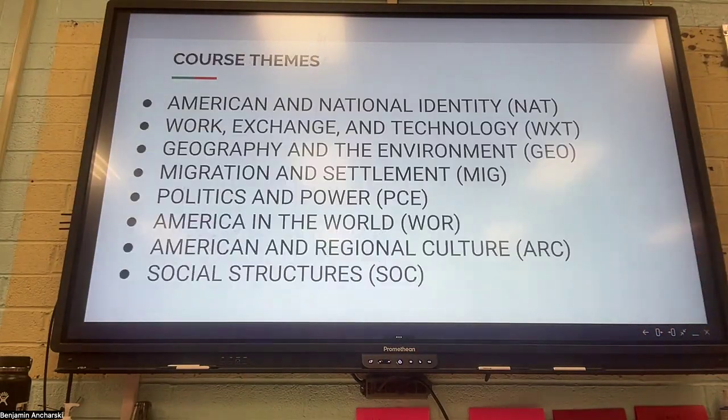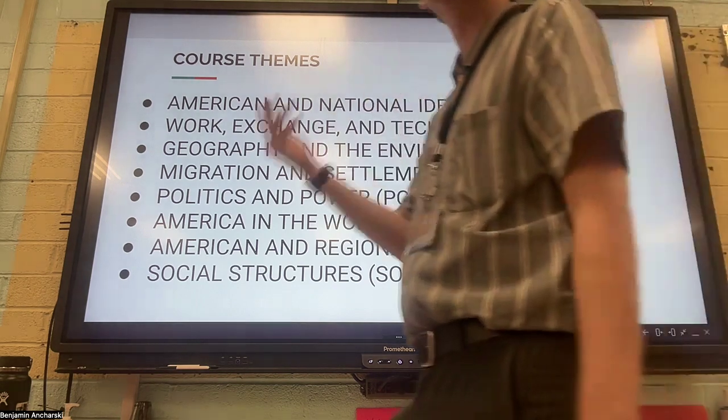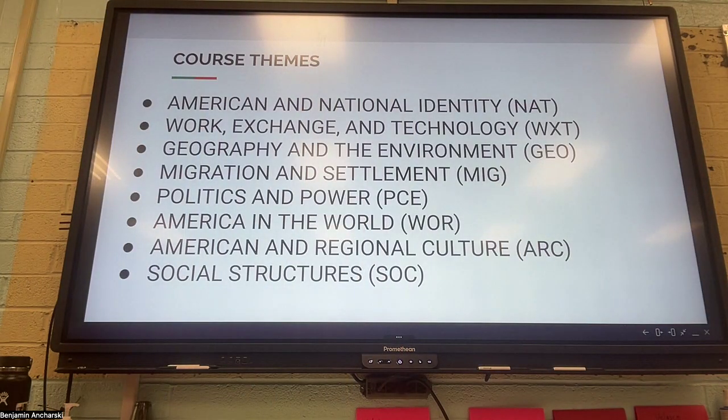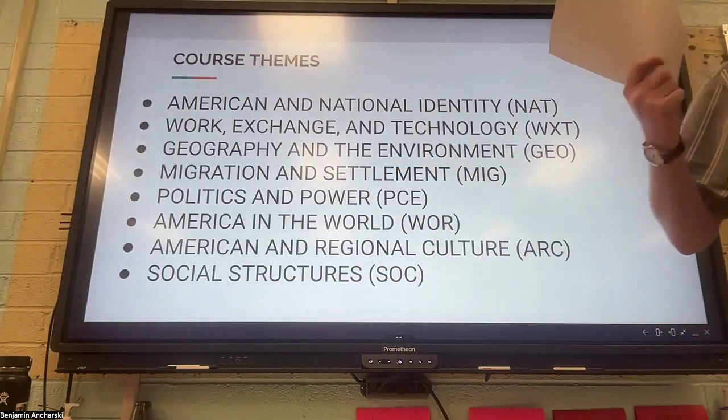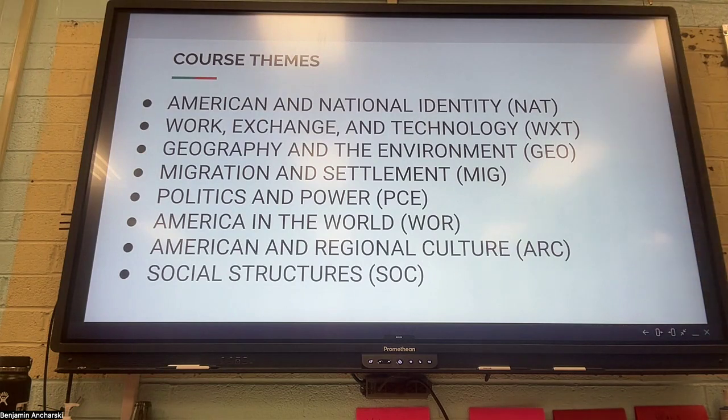Now, the way that this review session is going to work is that we are going to go through the different course themes of the AP College Board curriculum. The AP divides up the content of this class into these 1, 2, 3, 4, 5, 6, 7, 8 different themes. And they talk about things like America and national identity, work exchange technology, geography. You can read the rest right there. Now, we're going to break this up based on the AP's units, as I just said earlier. But let's go ahead and get started with the first one right here.